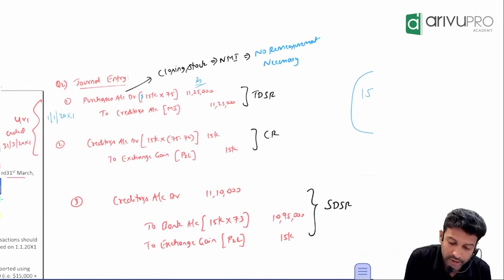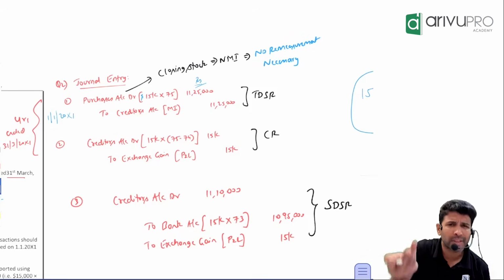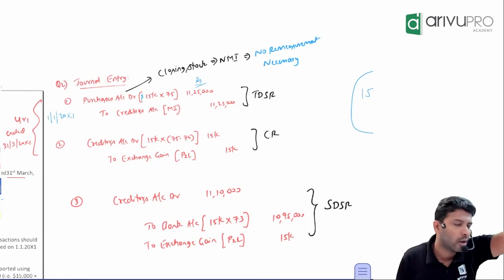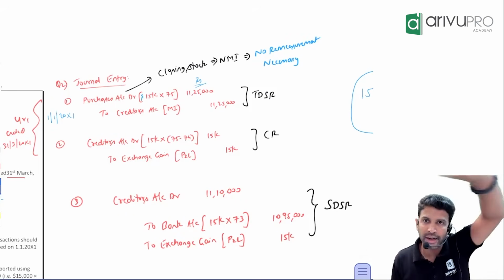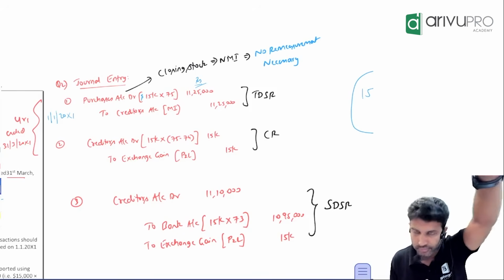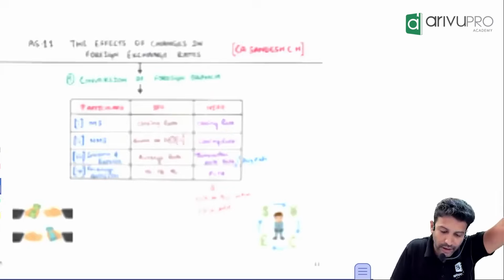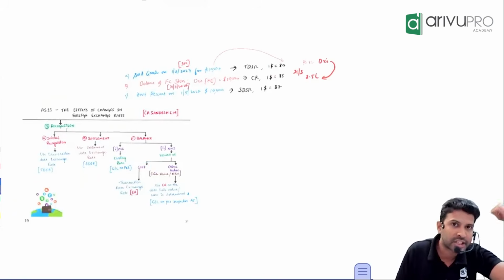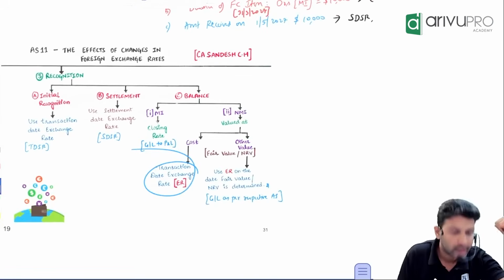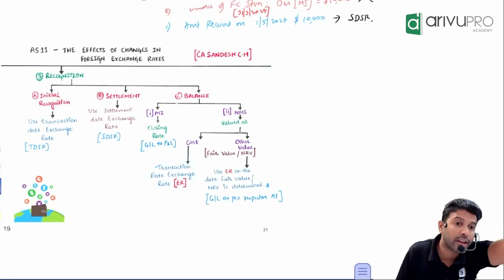What about this closing stock? Have they told anywhere that closing stock is valued at net realizable value? No. That means closing stock is valued at cost. What did we say? If it is a non-monetary item valued at cost, should we reconvert or not? Initially, you have already converted using the transaction date spot rate. Continue with the same.